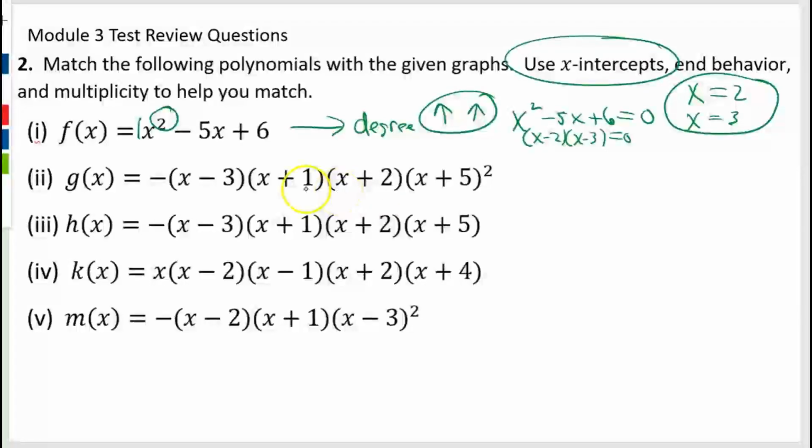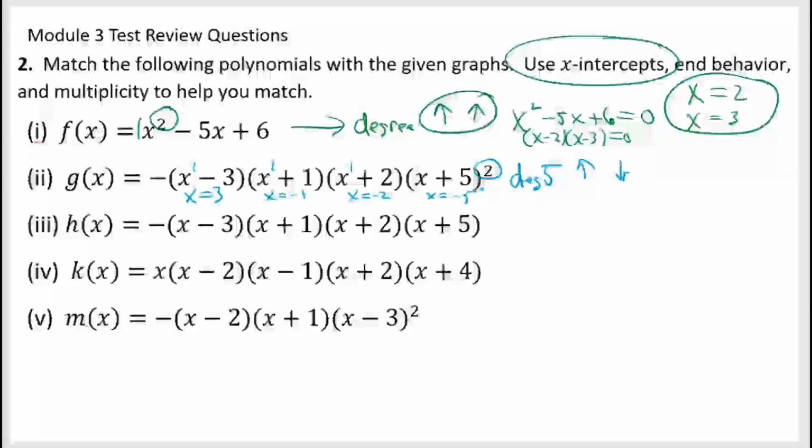Now check this out. This is x to the first, x to the first, x to the first, and then x squared. So it's a degree 1, 2, 3, 4, 5. So this is a degree 5. What does that mean? They point in opposite directions. Okay? Now I have a negative leading coefficient, which means the left side is pointing upward and the right side is pointing downward. Okay? I also know I have x-intercepts of x equals 3, x equals negative 1, x equals negative 2, and x equals negative 5. Keep that in mind when we go match, okay?